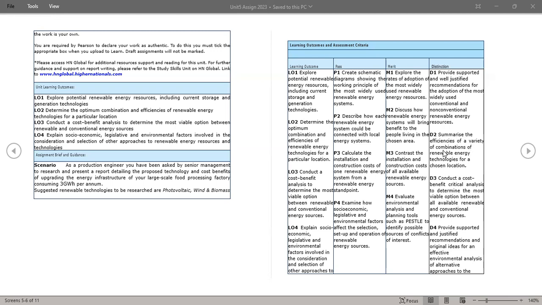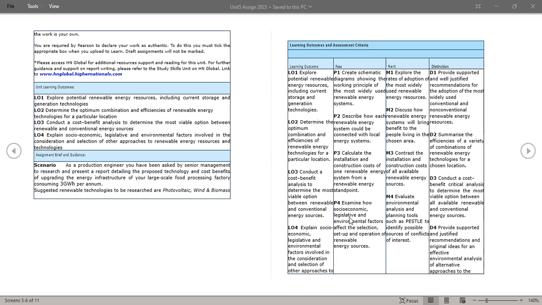D2 is summarizing the efficiencies. That tends to be more aligned with P1 and M1 once you've differentiated between power, energy, load factor, and so on. And efficiency could be brought into there. And then P3, M3, D3, construction costs of typical renewable systems, compare and contrast against conventional. My guidance would be that that is best analysed and evaluated through a levelised cost of energy.